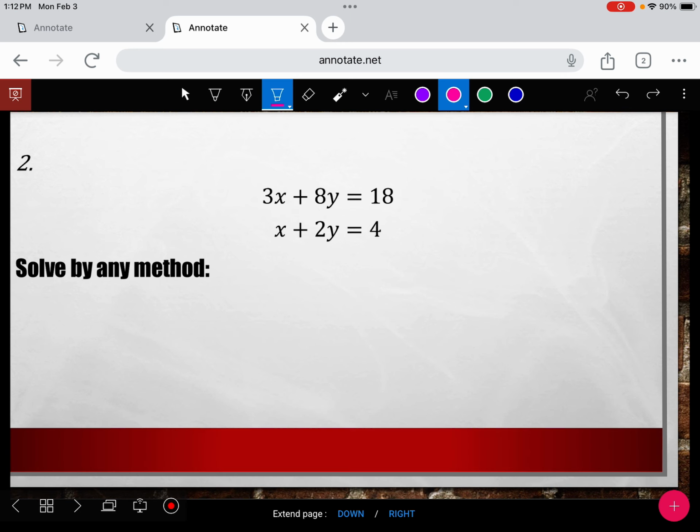Other option would be a little less fractionally gross. Make this one be an x equals, since it doesn't have a number in front, it's going to be a lot less gross. We take that x plus 2y equals 4, and I want to get this to be an x equals. What do I have to do?